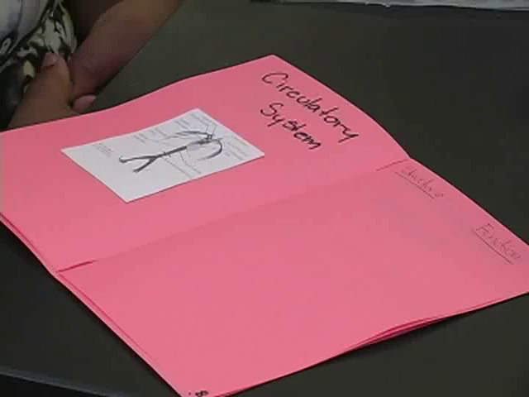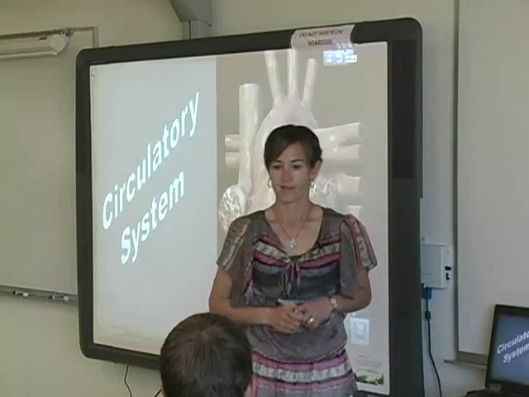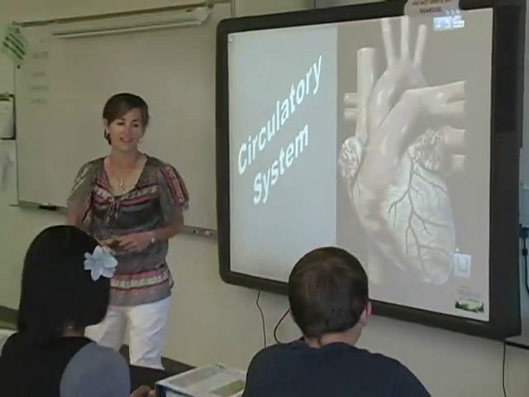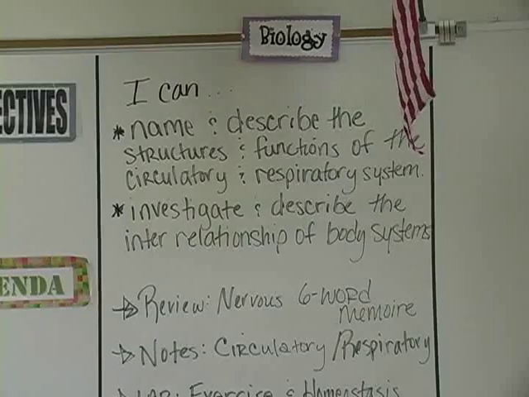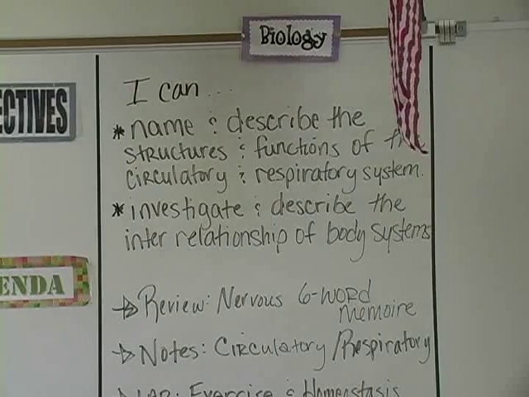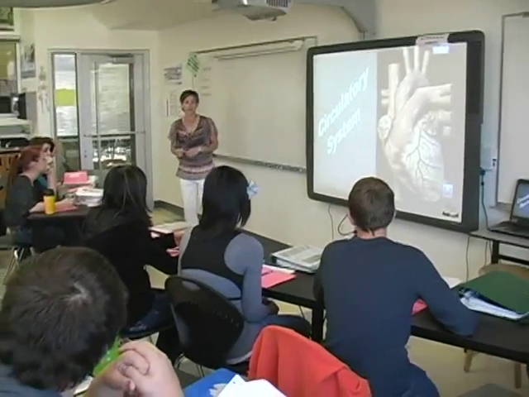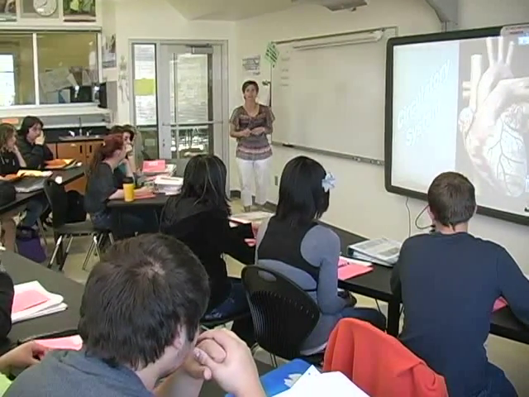Get out your systems of the body book. So, Josh, what's our first goal for today? Name and describe the structures and functions of the circulatory and respiratory system. Very nice. So name and describe the structures and functions of the circulatory and respiratory system. What's our second goal for the day, Huerta?